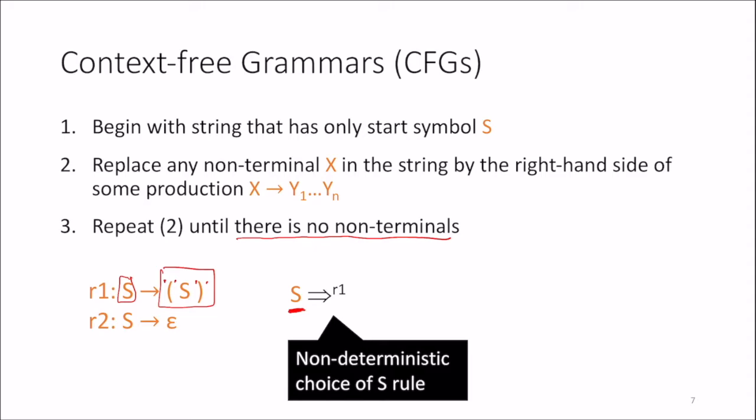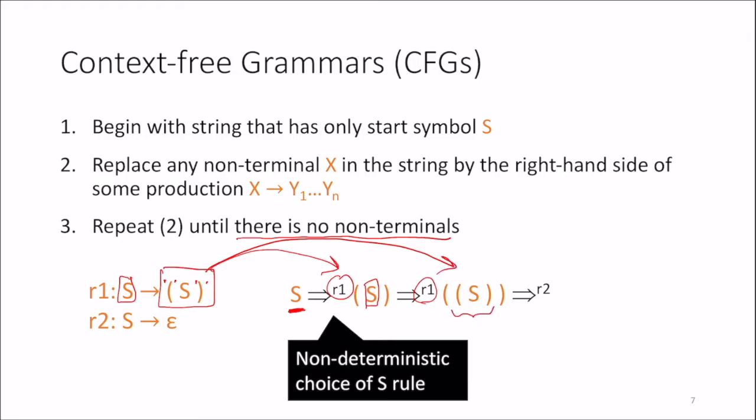And I can do this non-deterministically. I can choose either R1 or R2. So let's say I choose R1. So that's this choice over here. And I get the right-hand side just copied over, right? Now I can apply rule R1 again. And I get this S replaced with this right-hand side again. So it's that part which is getting replaced over there. And now I can take this S over here and apply rule R2, which is taking this left-hand side S and replacing it with the empty string.